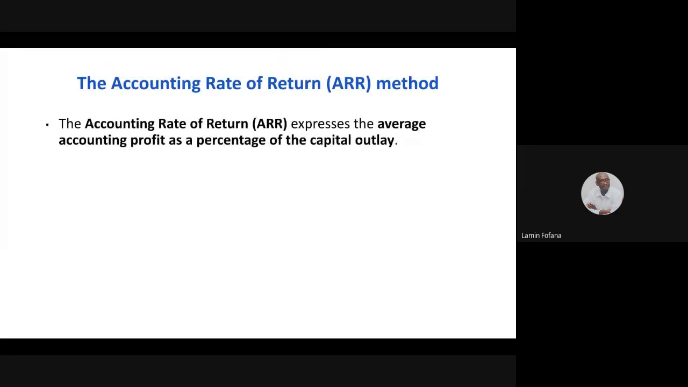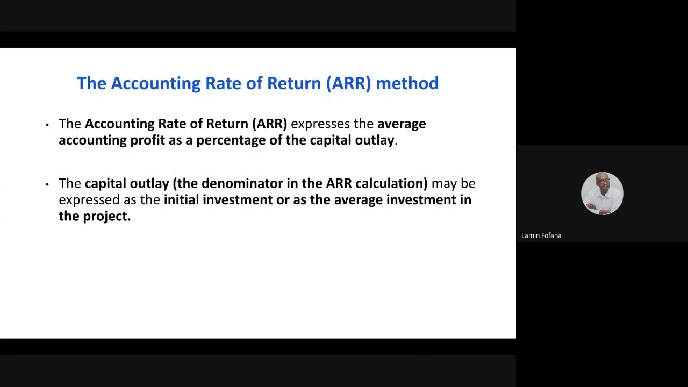We are going to start accounting rate of return as our next topic. Is that clear, everybody? So quickly, the accounting rate of return, or the ARR, expresses the average accounting profit as a percentage of the capital outlay. It expresses what? Average accounting profit divided by the capital injection, the cost of the project or the cost of the asset.